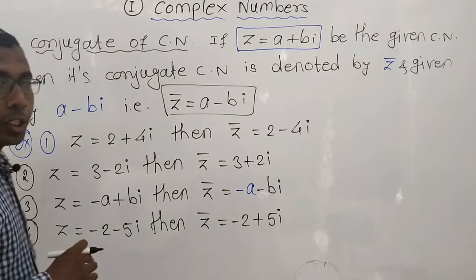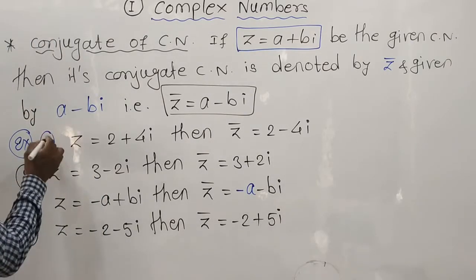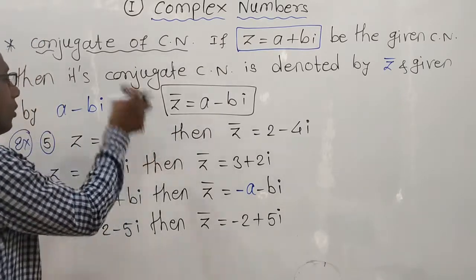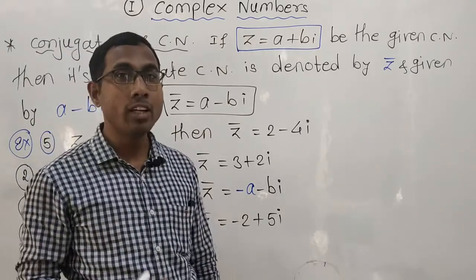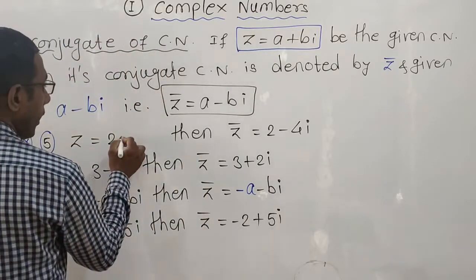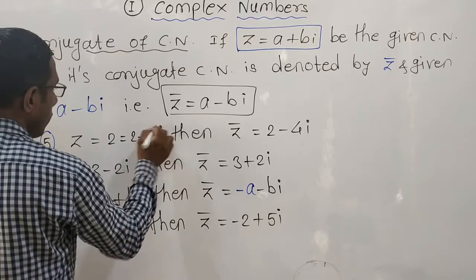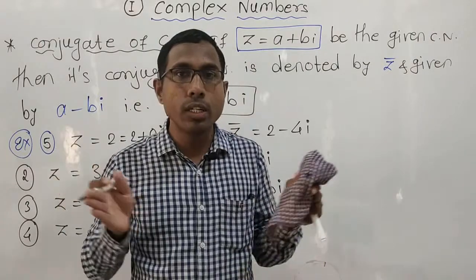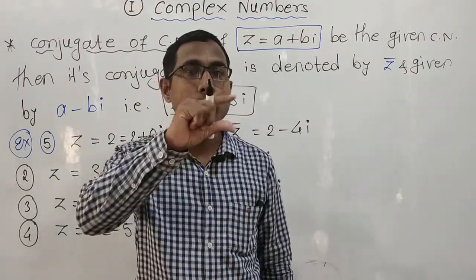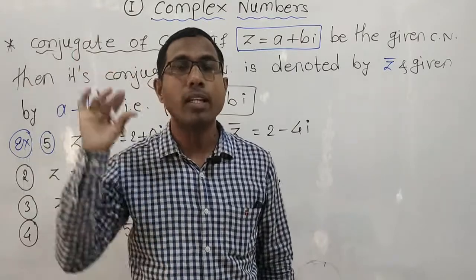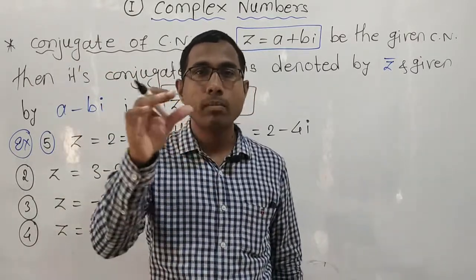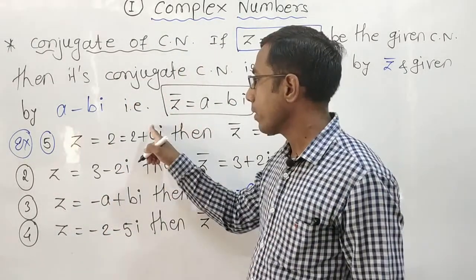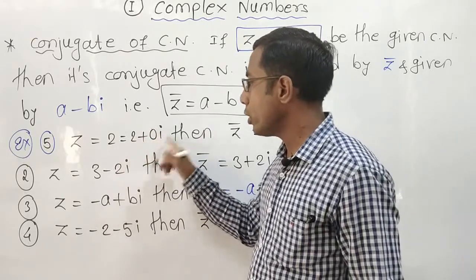Next, example number 5. z is equal to only 2. Then how do we write its conjugate? First of all, write this 2 as 2 plus 0i. This means we need to write that complex number in the standard format of a complex number. Just like a name has a fixed format, surname, name, father's name, this is the standard structure. It is a constant plus a constant multiplied by the imaginary unit.